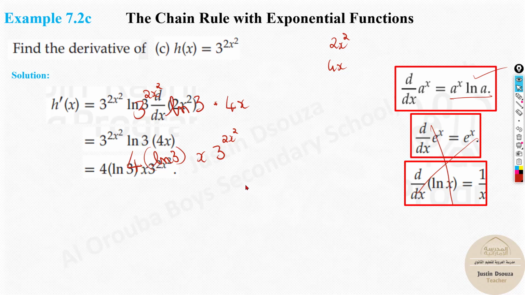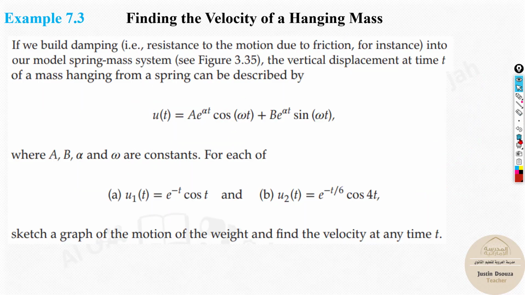And now we move on to the next one. Another real world problem about finding the velocity of the hanging mass. This is the question. Let's go through it. If you build damping, that is resistance of motion due to friction, for instance. Now this is like, imagine a spring.